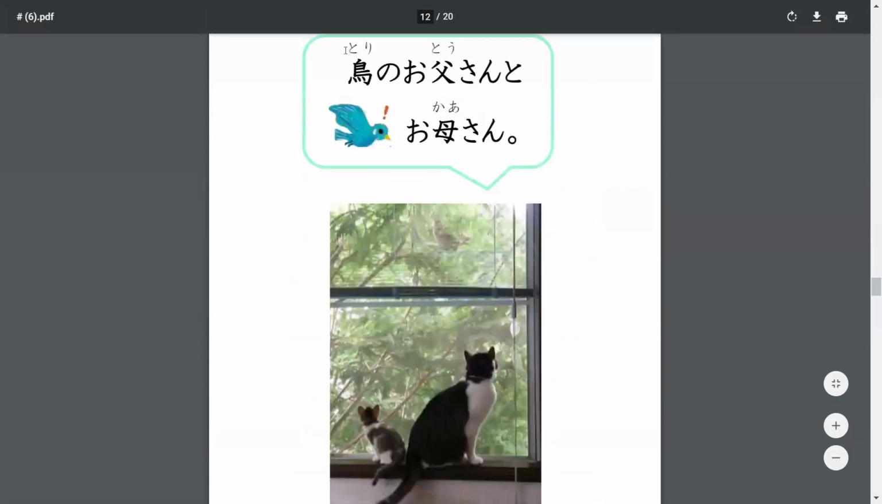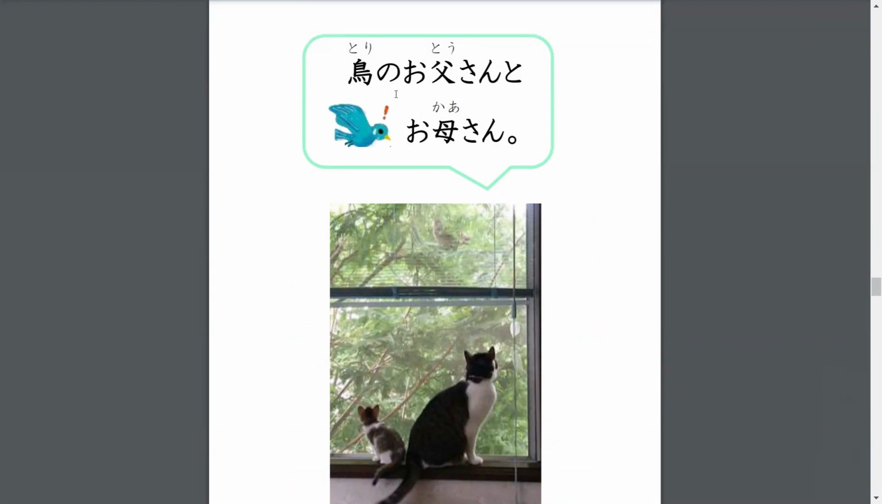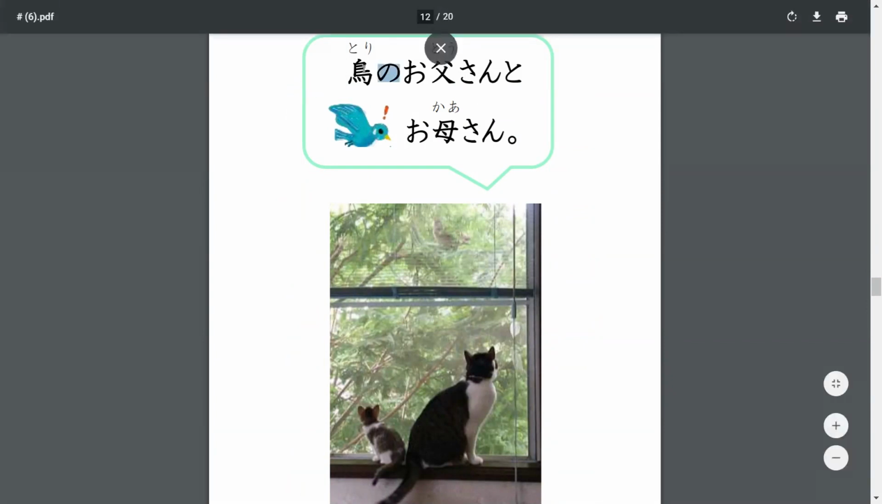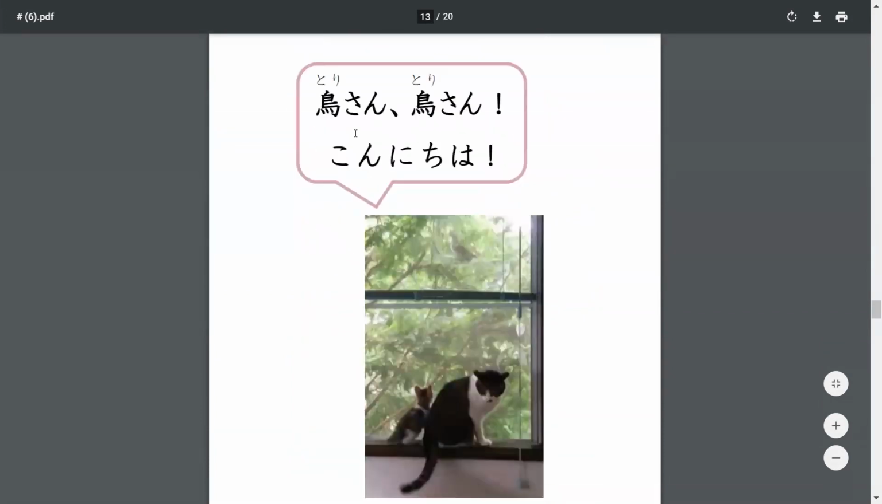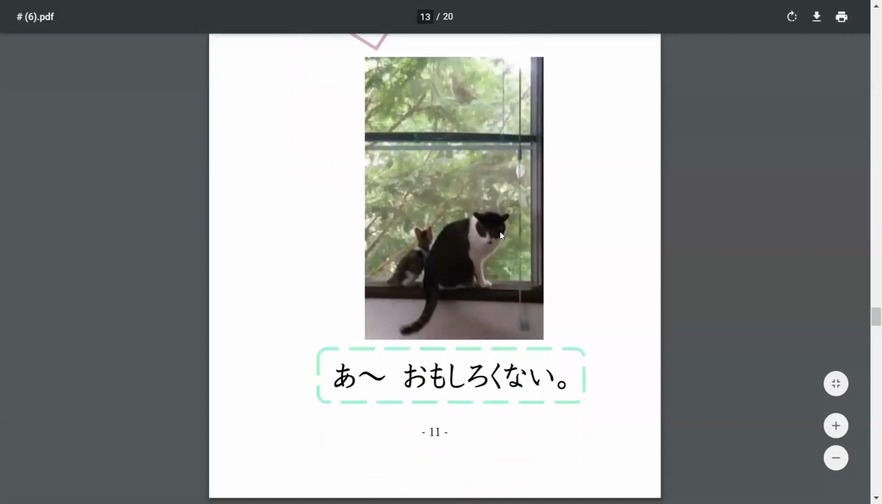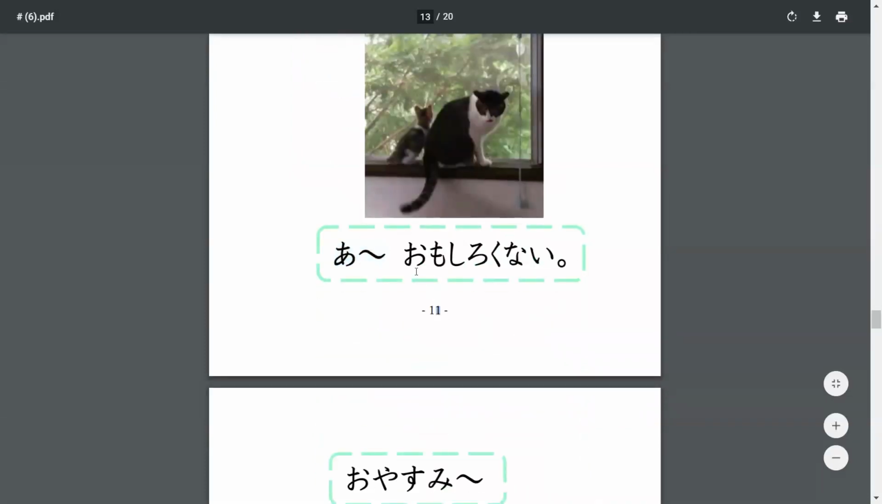So he said here, oh, that is actually a father bird and a mother bird. Okay? So we have otosan, father, and okasan, mother. And we have our particle no because we are connecting two nouns here, bird and father. It means father's bird and mother bird. Then he says hello to the birds. Konnichiwa, hello. Then this is an interjection again.